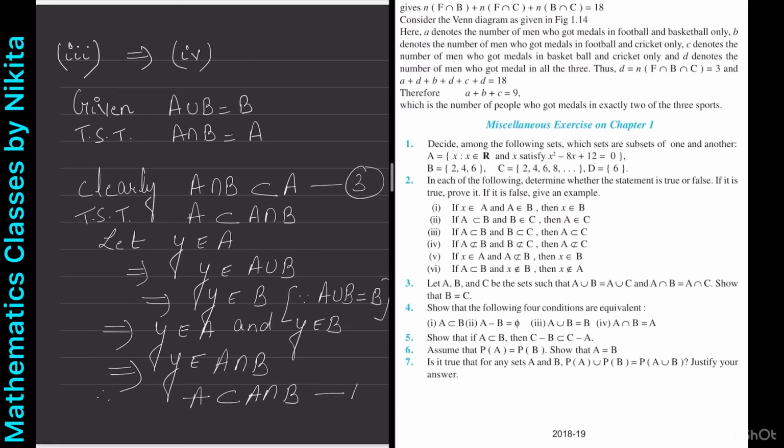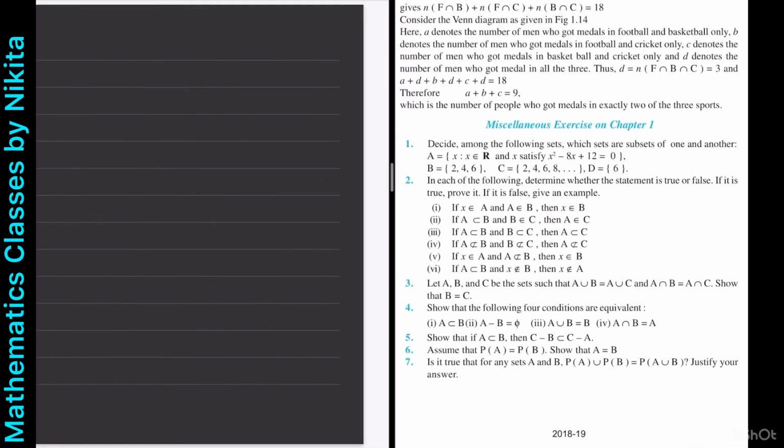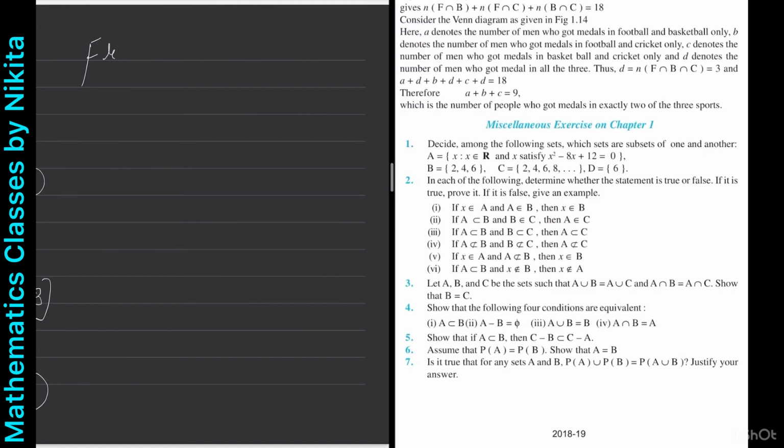Mark this as 4. So from 3 and 4 what you get? From 3 and 4 we get that A is equal to A intersection B. And यही हमें prove करना था.